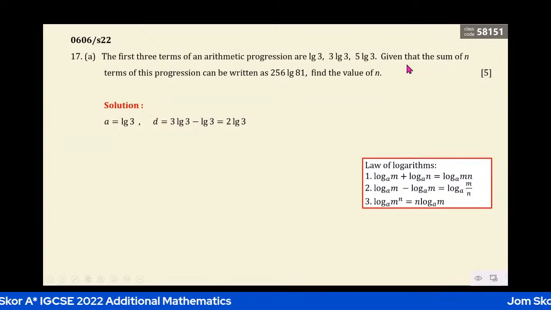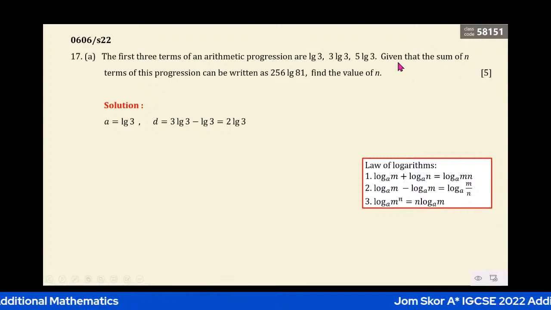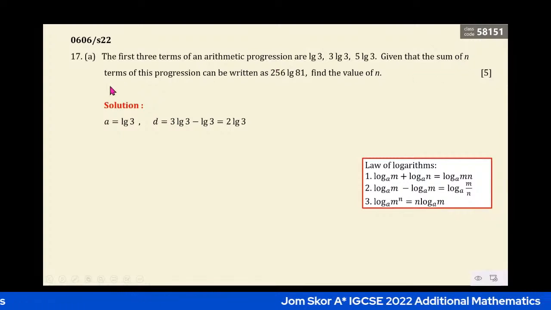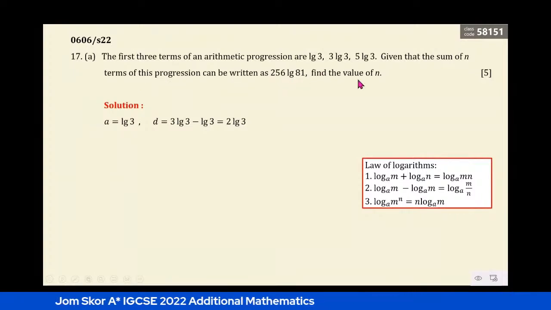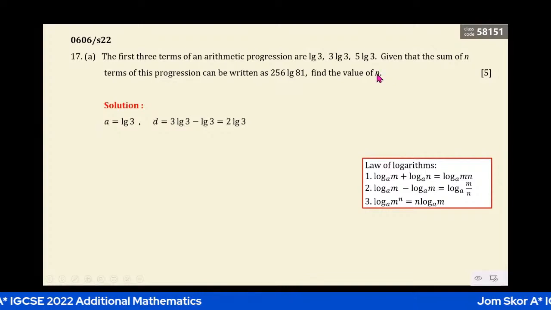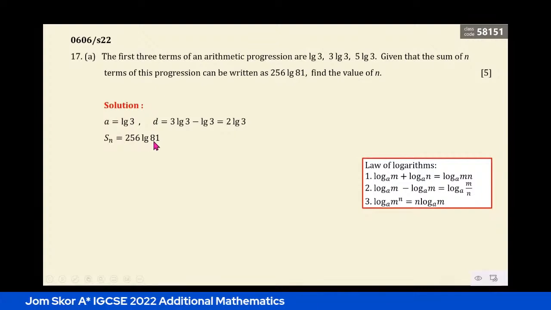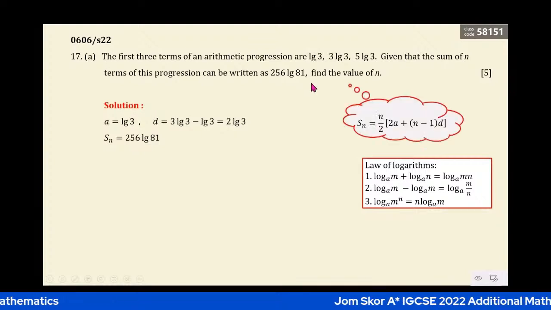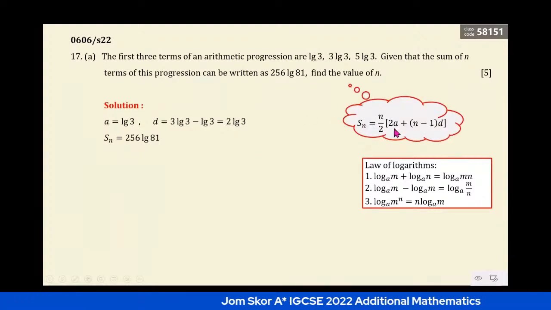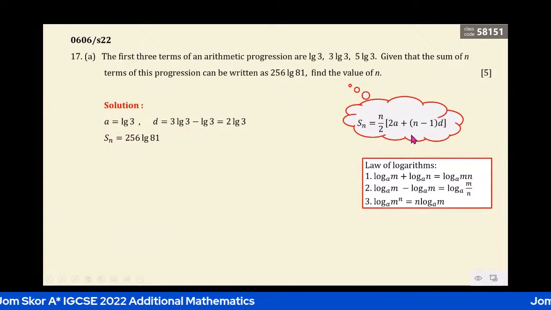What is the question give you? Alright, so the question give you the sum of n terms of this progression is 256 log 81. So the question asks you to find the value of n. Okay, so the sum of n terms is Sn. Okay, so Sn is 256 log 81. Alright, so dalam kepala Sn, apa dia Sn? Alright, so formula for Sn will be given in exam paper, ada dalam exam paper. So don't worry about this.